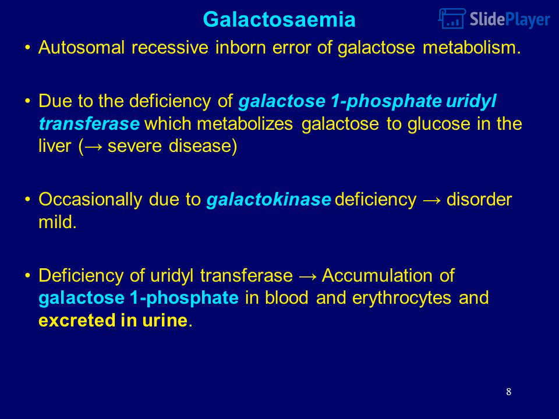Metabolism of galactose. Galactosemia. Autosomal recessive inborn error of galactose metabolism. Due to the deficiency of galactose 1-phosphate uridyl transferase, which metabolizes galactose to glucose in the liver, it is a severe disease. Occasionally due to galactokinase deficiency, a mild disorder. Deficiency of uridyl transferase leads to accumulation of galactose 1-phosphate in blood, in erythrocytes, and excretion in urine.